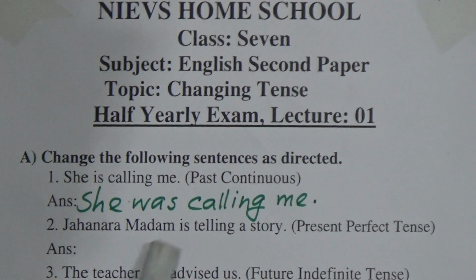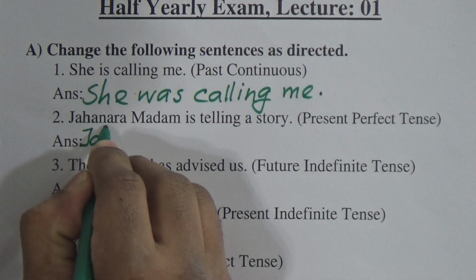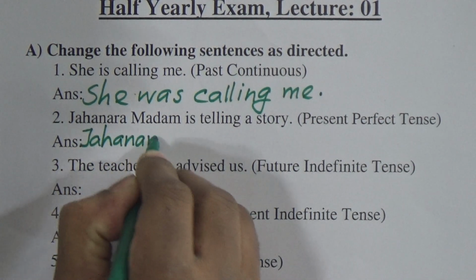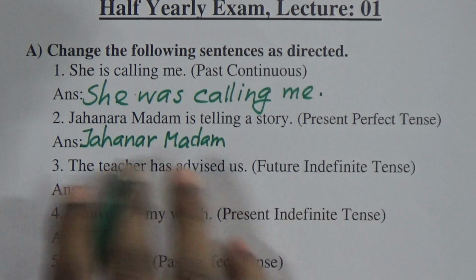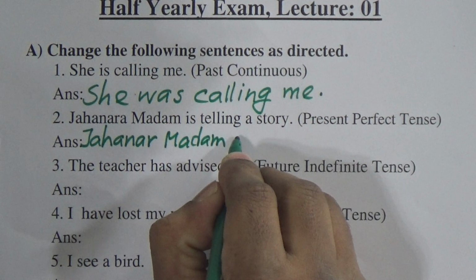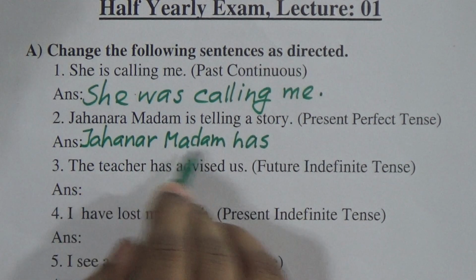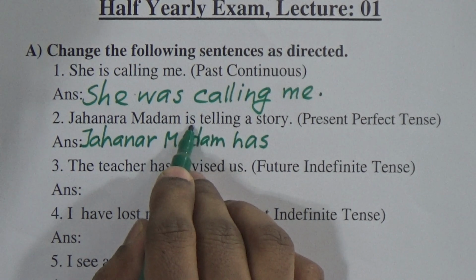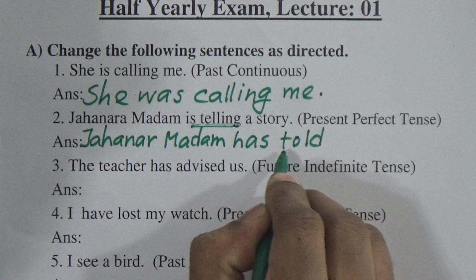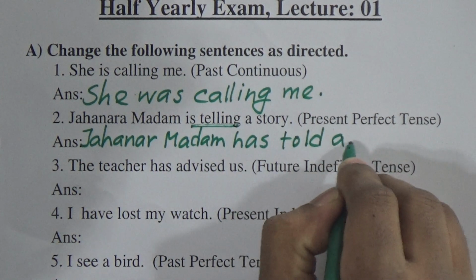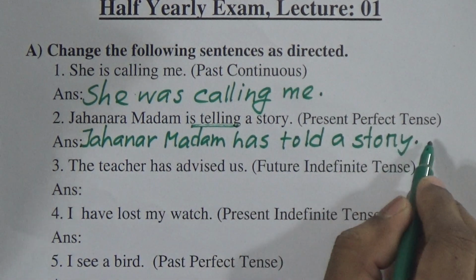Okay, number 2. Jahar madam is telling a story. You have to make it present perfect tense. So in present perfect tense, what comes? Subject comes first. Subject, Jahar madam. This is our subject. And after the subject, what will come in present perfect tense? Have or has. If the subject is third person singular, we have to put has. And if the subject is plural, we use have. So Jahar madam has. After has, we have to put the past participle of the main verb. Tell is the main verb. So tell, told. Past participle of main verb. And then extension or object. Jahar madam has told a story. This is present perfect tense.